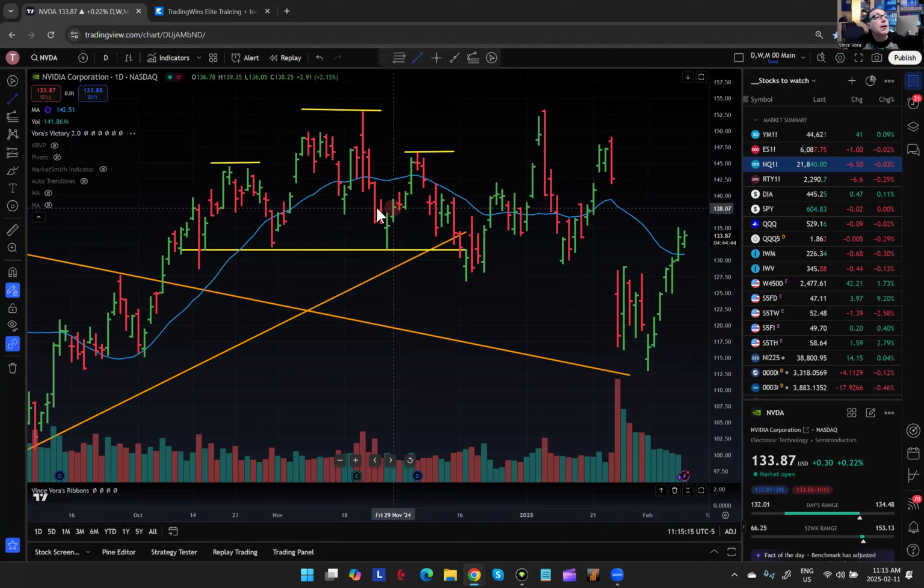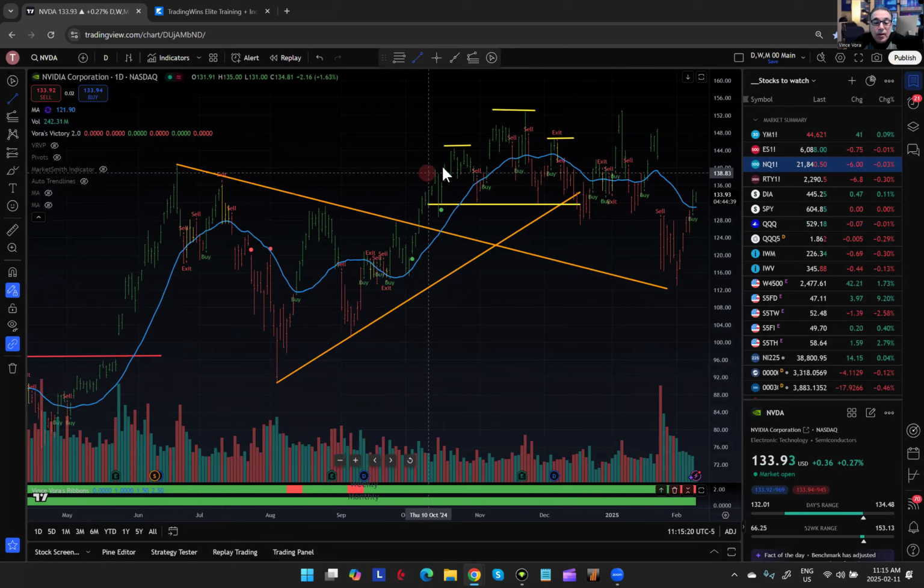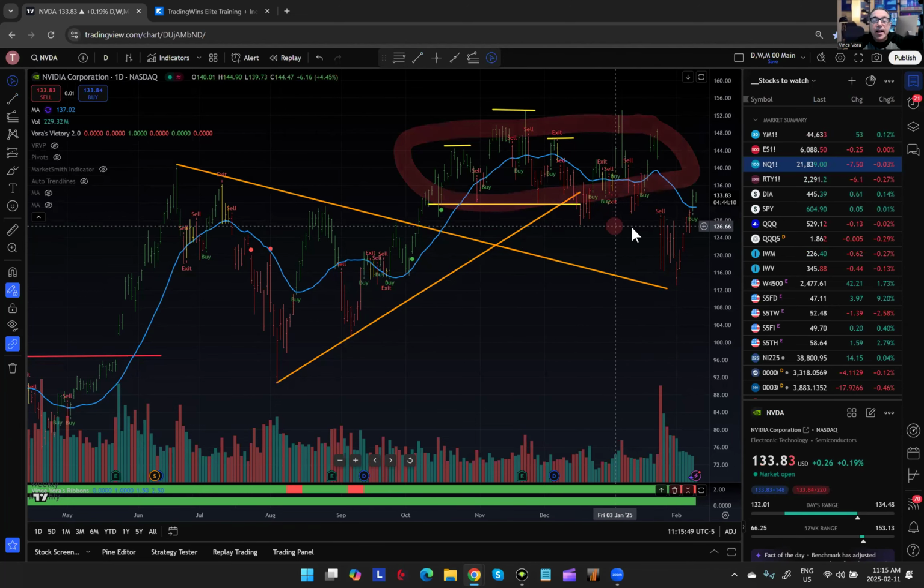NVIDIA. NVIDIA is interesting just because of the mess here from last November. November, December, and January was all in here, all this mess. Now that it came back all the way down to this trend line, bounced, and now has moved back above the 20, there's this group here of activity that could act as resistance on the way up. And so that's the only concern.